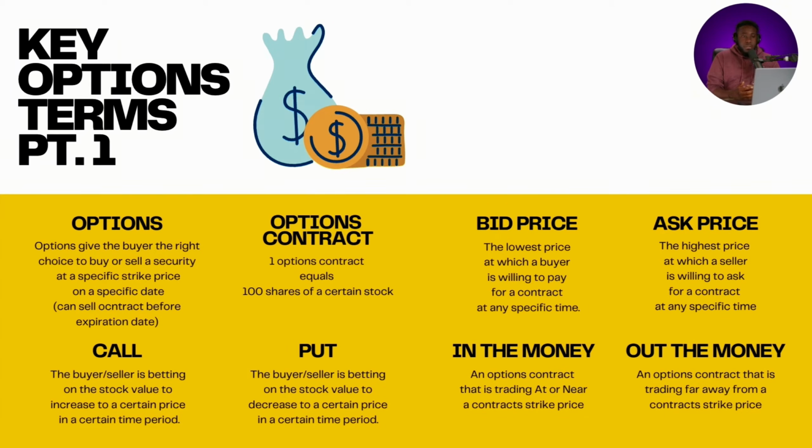Next thing is a bid price. Very similar to a car auction. The bid price is the lowest price at which a buyer is willing to pay for a contract at a specific time. So when we talk about the bidding price for a specific contract, what we're saying is that the aggregate of all of the specific bidders on a specific contract, the lowest amount of that aggregate, is what would be considered the bid price of that specific stock or options contract.